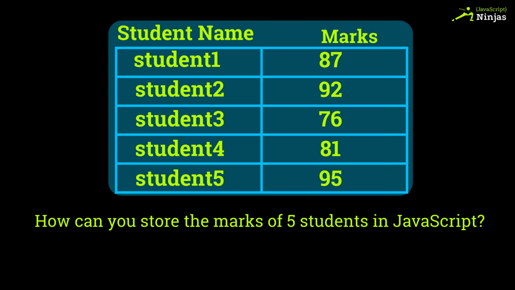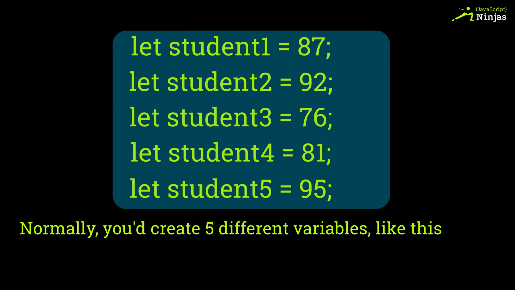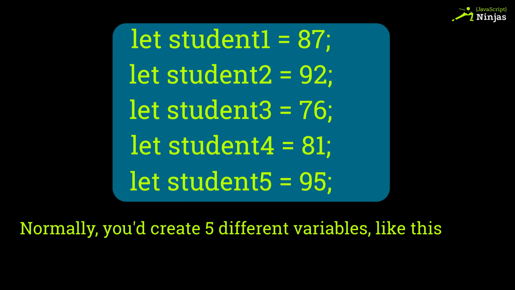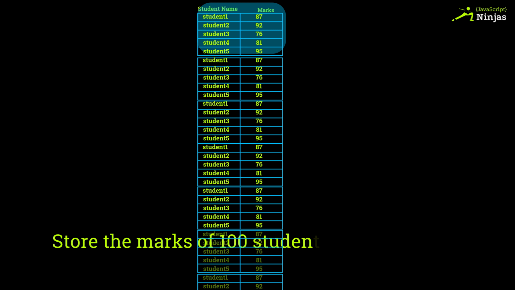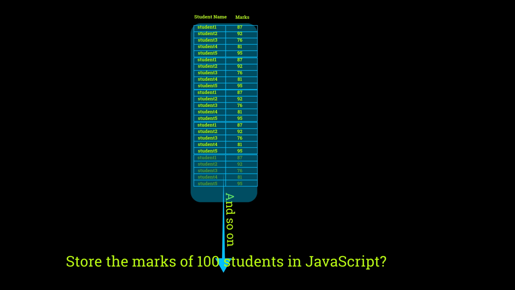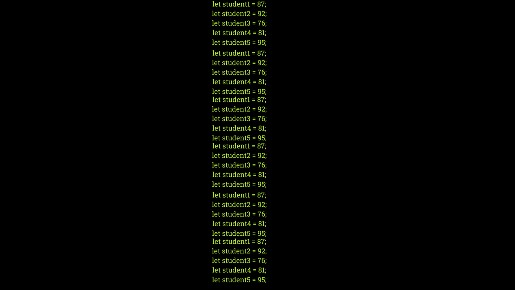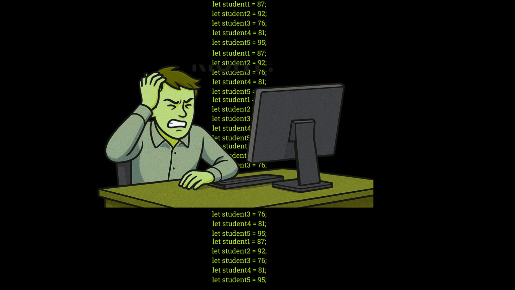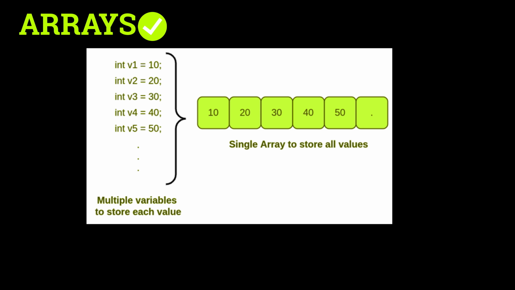But before we jump in, let me ask you a question. How can you store the marks of 5 students in JavaScript? Normally, you'd create 5 different variables, like this. Now that's okay for 5 students. But what if I asked you to store the marks of 100 students? In that case, creating 100 separate variables would be very difficult, right? This is the problem arrays solve.